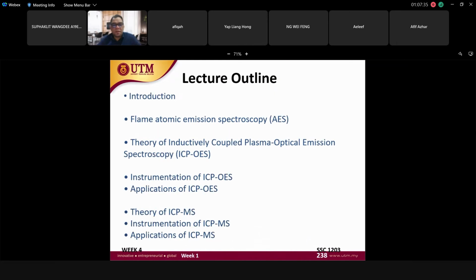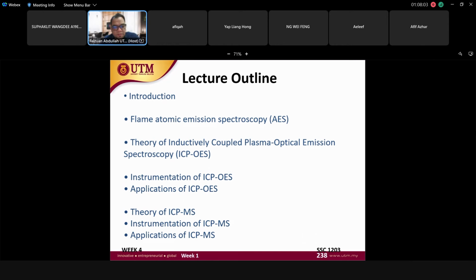Now we learn about another instrument, which is AES and ICP OES and ICP MS. Okay, what is the difference for all these instruments? The atomic emission spectroscopy, as I told you, does not involve absorption, it is emission. The analyte is being excited, right? And then from the excited state, it will come back to ground state and emit some energy. That energy is being measured. So that is AES.